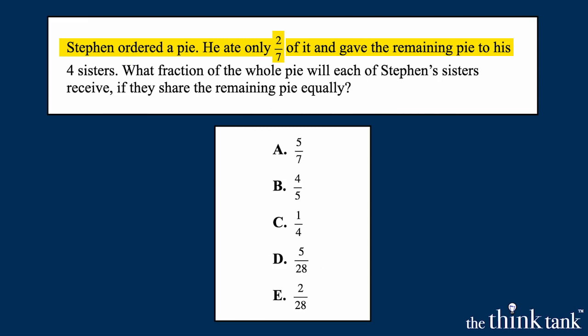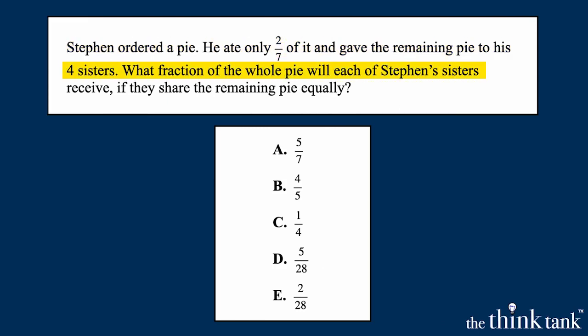Stephen ordered a pie. He ate only 2/7 of it and gave the remaining pie to his 4 sisters. What fraction of the whole pie will each of Stephen's sisters receive if they share the remaining pie equally? We've got the options below.